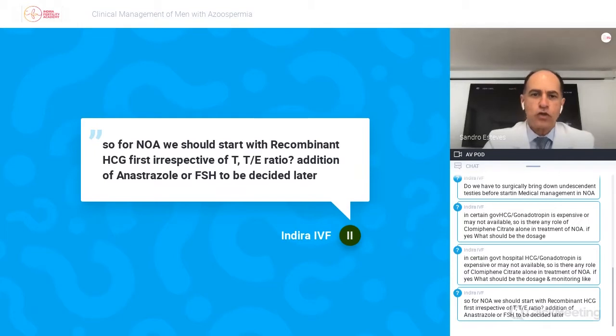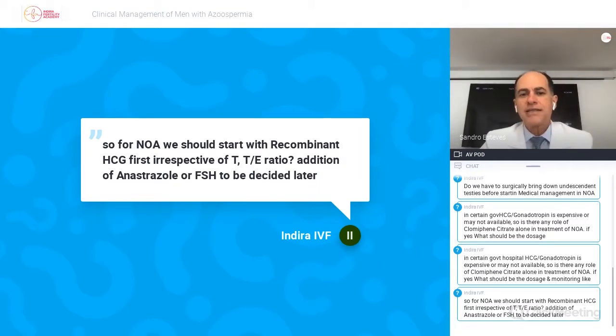So when you do the hormonal analysis, order both testosterone and estradiol, in addition to FSH and LH levels, because you need to see if LH levels are going down. And if the testosterone to estradiol ratio is below 10, you might need to add 1 milligram per day of anastrozole. It will be decided later.